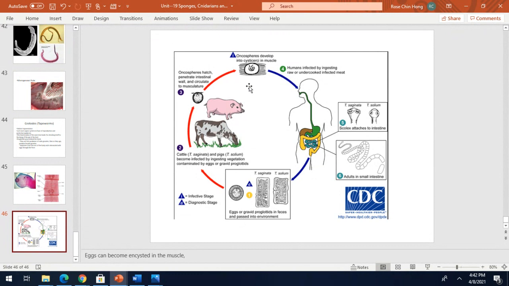And if you do not cook this properly, with enough heat to kill these oncospheres, they'll develop into a cystic kind of cyst in the muscles. And once they develop in the muscles and you don't cook that meat properly, and the humans eat this meat that has the infected cysticerci, this will again go through a cycle and it will affect the host, which is the human, where the tapeworm will develop in the intestine of the human.